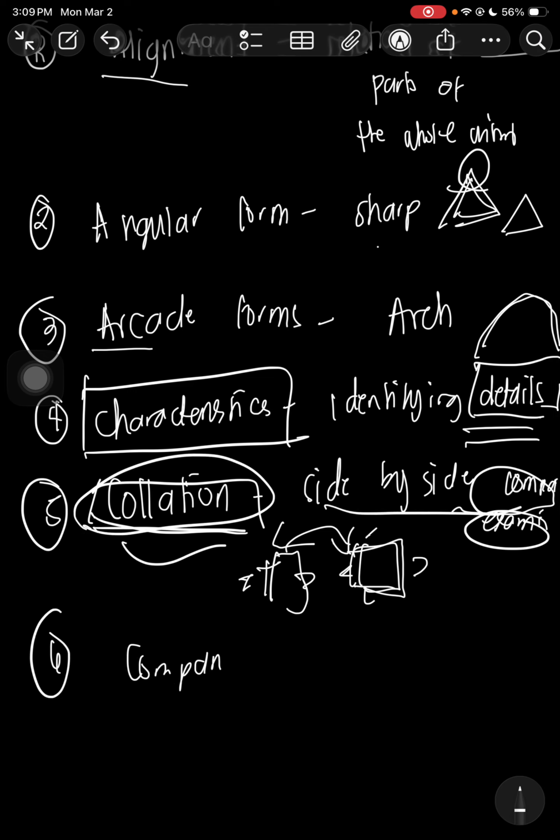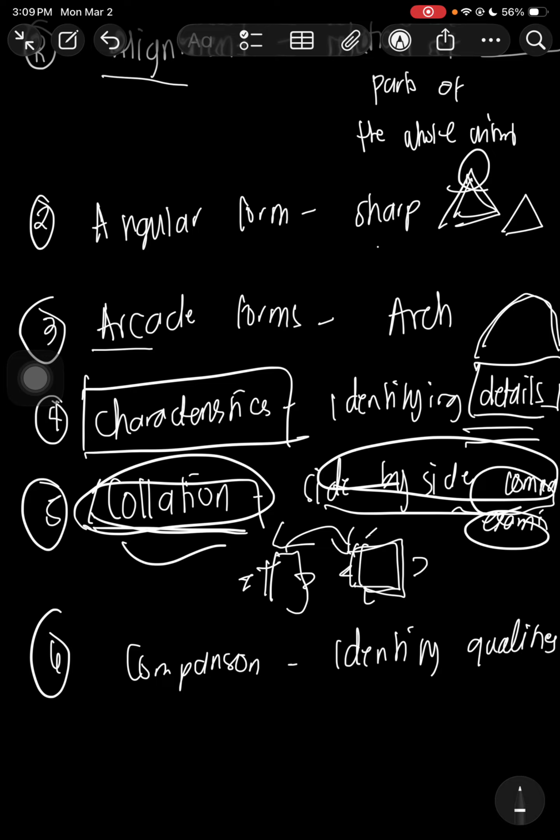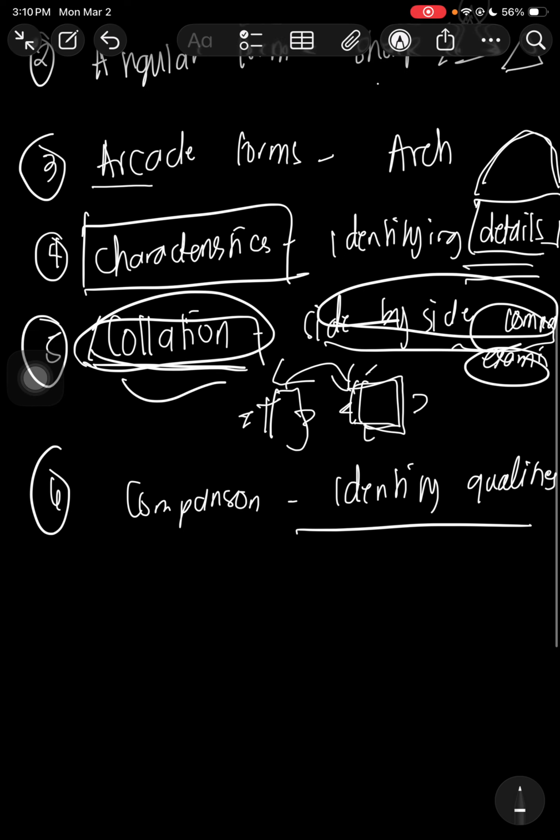And the word comparison is the act of setting two or more items side by side to weight their identifying qualities. So, dito naman is to identify the qualities na meron sila. Kung ito side by side comparison, ito identifying the qualities. So, it is also refers not only a visual but also a mental act in which the element of one item are related to the counterparts of the other.